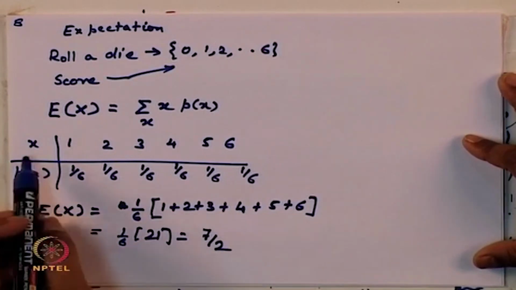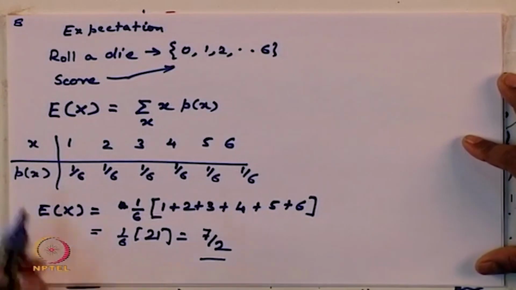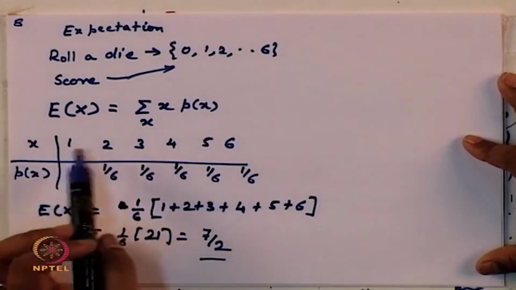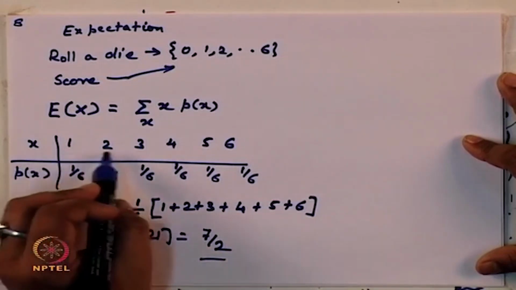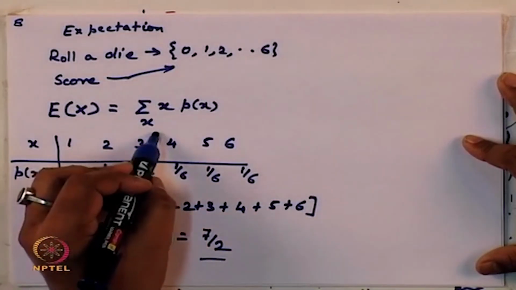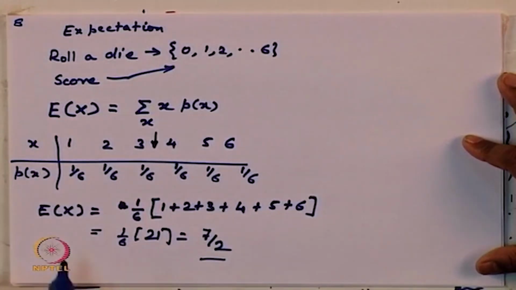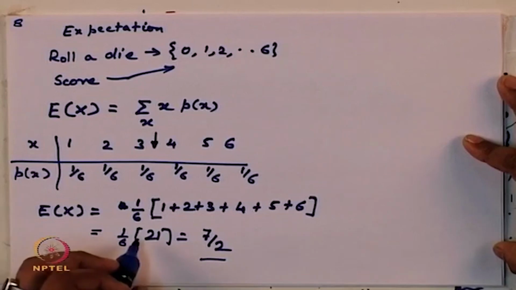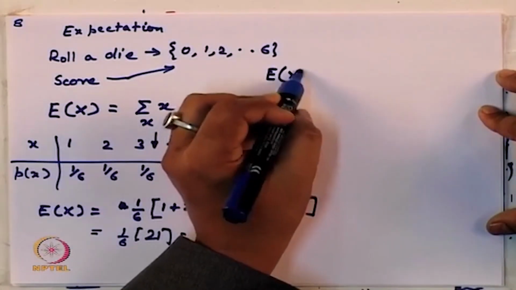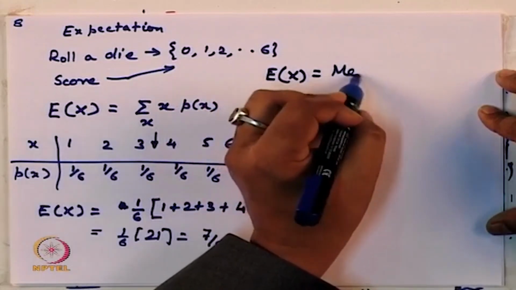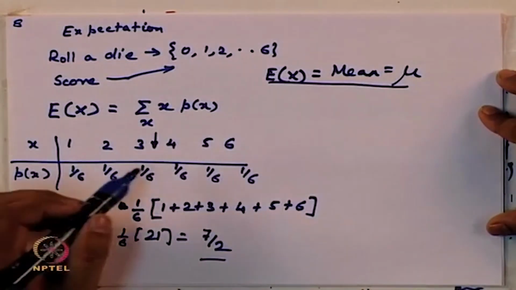So, if you look at your values of x, what is this value 7 by 2? What is the average? On an average, if you were to do this, your average of 1, 2, 3, 4, 5, 6 is nothing but this, which is going to be 7 by 2. So, in general, it is always true that the expectation of x, E of x, is nothing but the mean. E of x is always going to be the mean.